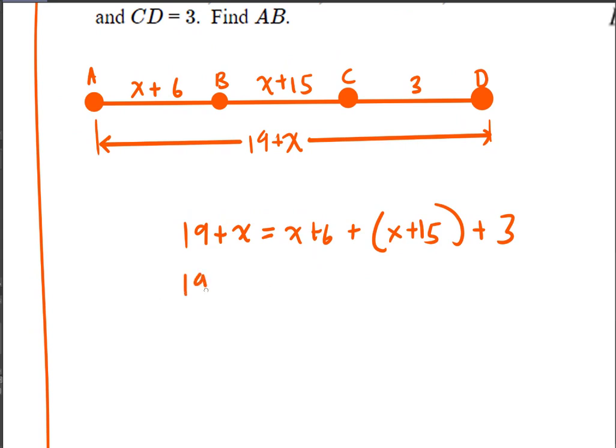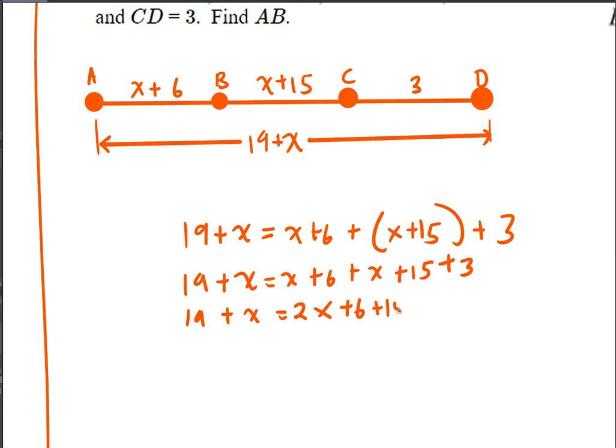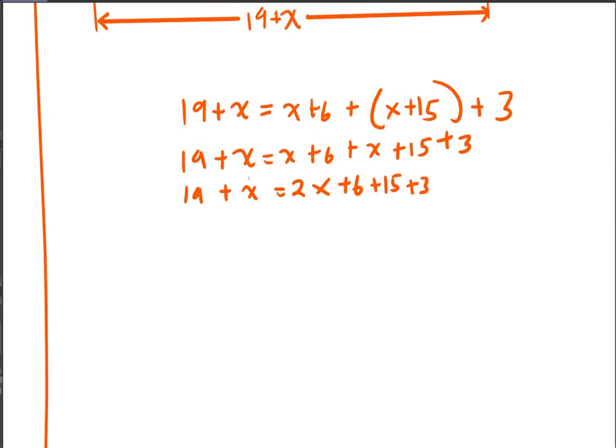So now I have 19 plus x is equal to, all I'm going to do is get rid of that parentheses and start simplifying some stuff, right? Once again, because it's not a negative sign, I don't have to distribute anything in. Makes me a happy camper. I have 19 plus x is equal to, I'm going to start combining these x's. That's 2x, right? Plus 6 plus 15 plus 3. And if you think I'm going slow on this, you're right, I am. I'm going slow on purpose to make sure I don't lose anyone.